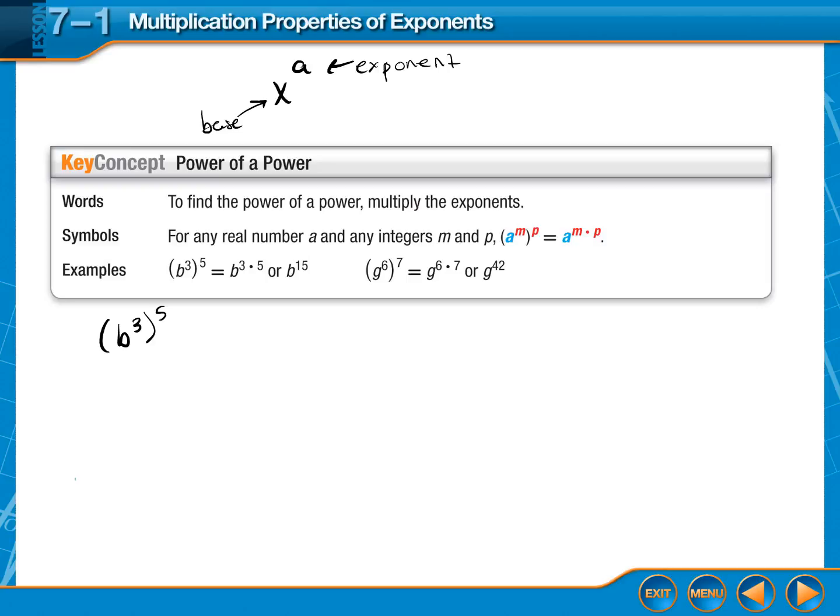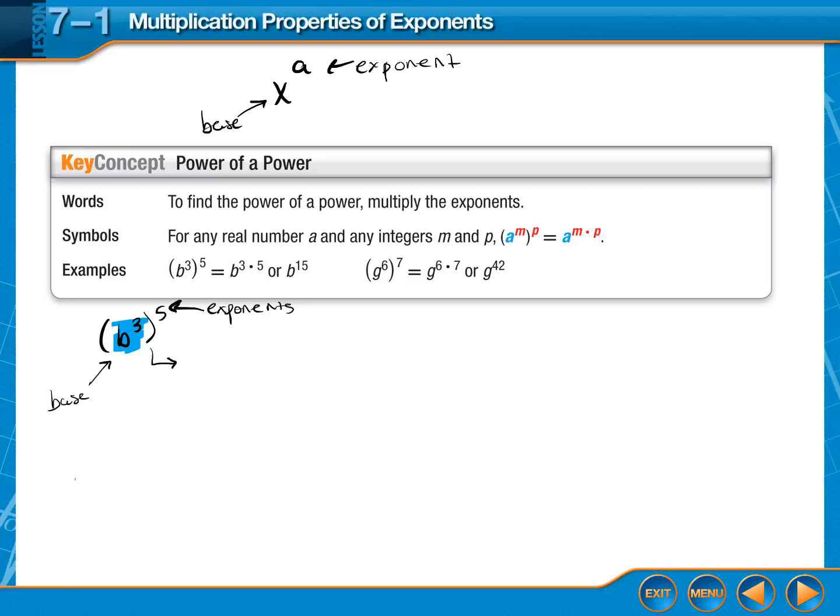So for b to the third, technically that can be seen as a base. B to the third is being multiplied, and it's being multiplied 5 times. So let's rewrite b to the third to the fifth power as multiplication.